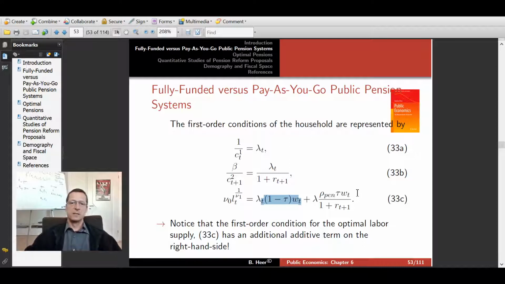And we get the extra pension income, rho_pen tau w_t, from working an extra hour, in old age. The present value of this income is rho_pen tau w_t divided by 1 plus r, the discounted value of this future income, the present value of our extra pension income, times the marginal utility of income lambda_t. And this component is now an extra component, and it reduces the distortion of the social security tax on our labor supply, because now the disincentive to supply labor is reduced because of this extra income that we will get in old age.